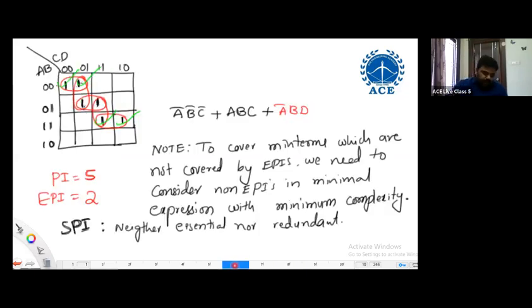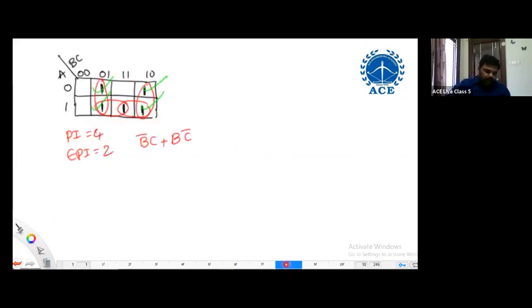In the previous example, if you remember, what is it here? To cover minterms which are not covered by essential prime implicants, we need to consider non-essential prime implicants in the minimal expression with minimum complexity. While choosing non-essentials also, we need to observe whether it is minimum complexity or not. If we have other possibilities, we need to go with the minimum complexity one. In this, we have one minterm which is not covered by essential. To cover this one minterm, I have to choose a non-essential. We have two possibilities, either this or this.